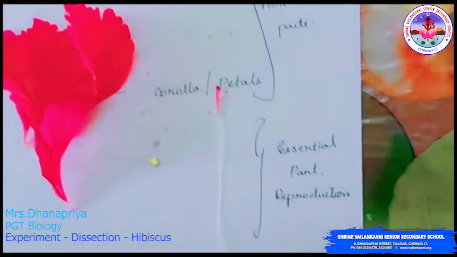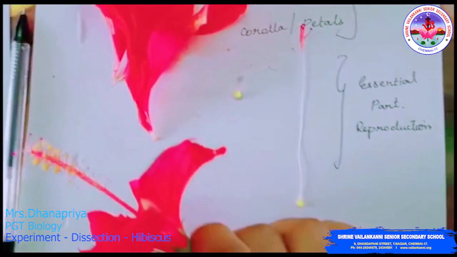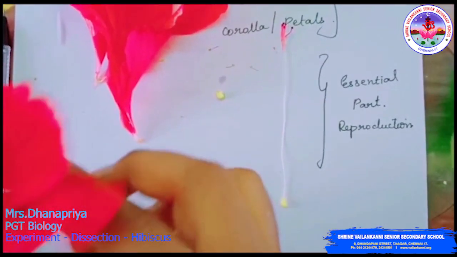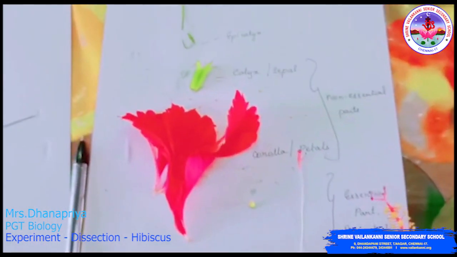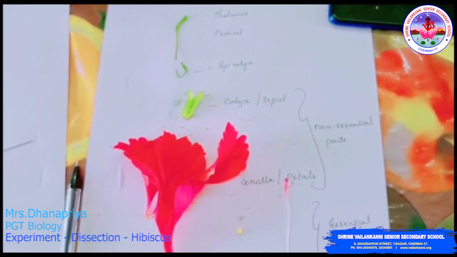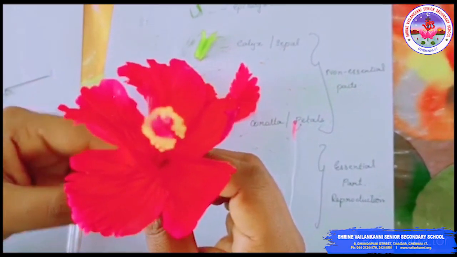So with this we completed the parts of the flower. When we started, the flower looked like this. When we dissect it, it looks like this. So this is how you should carry out your dissections. Thank you.